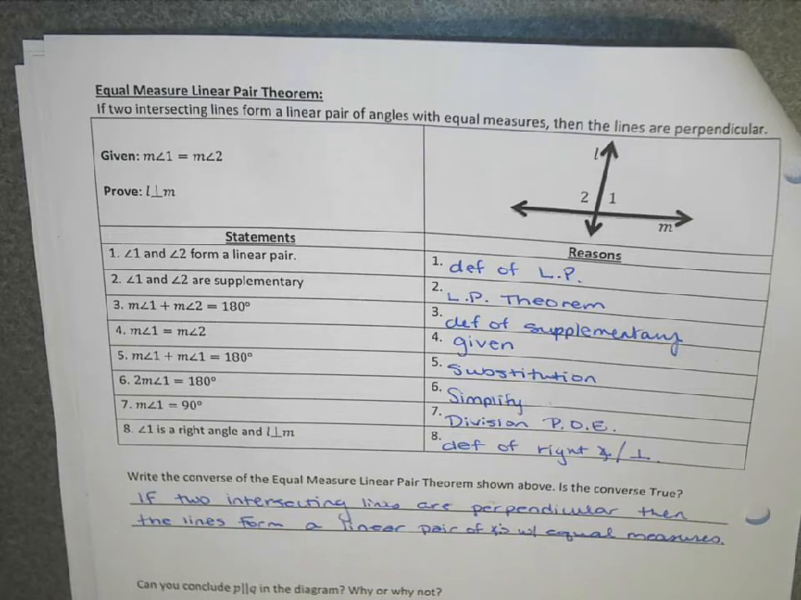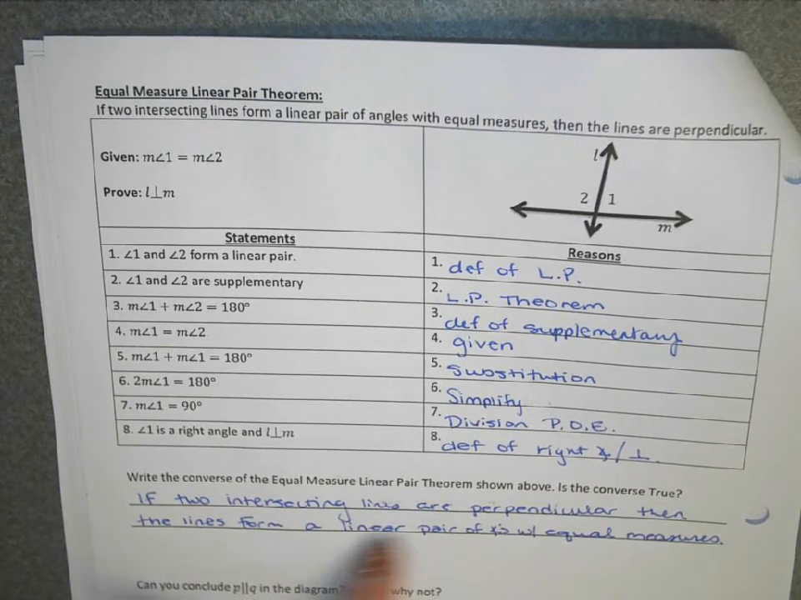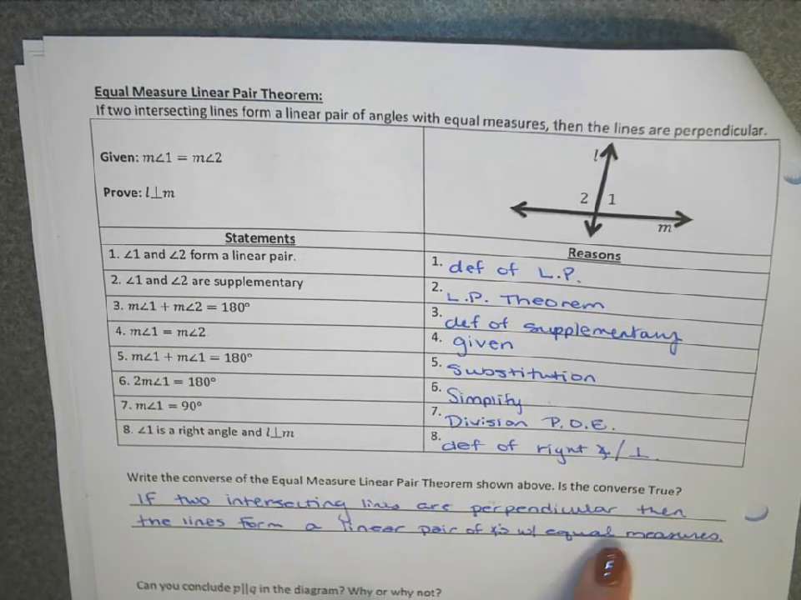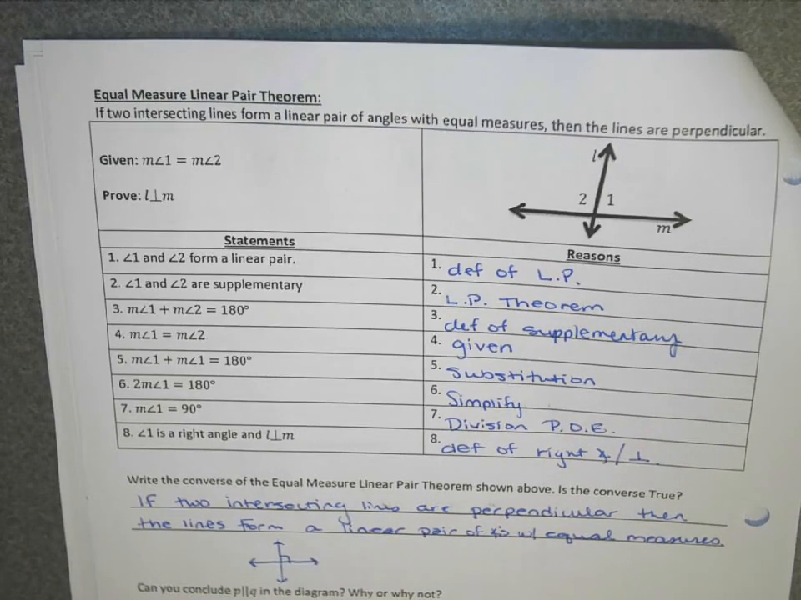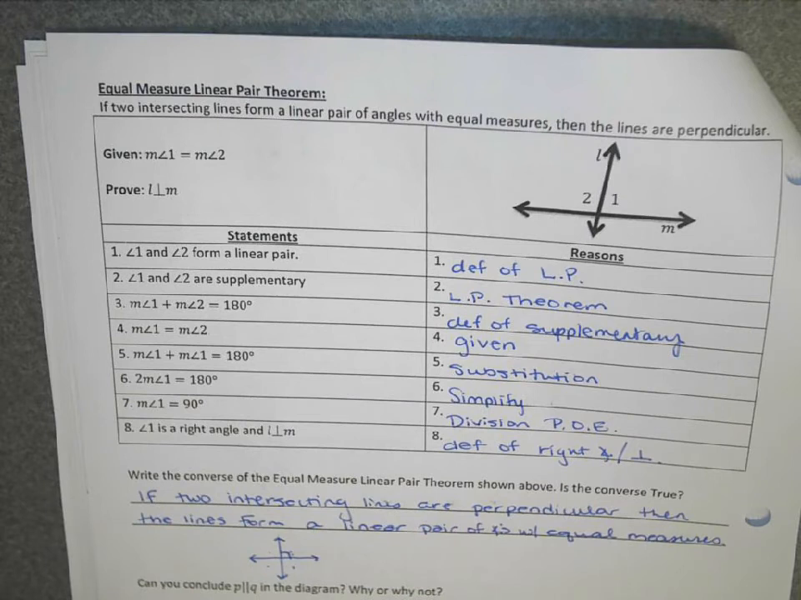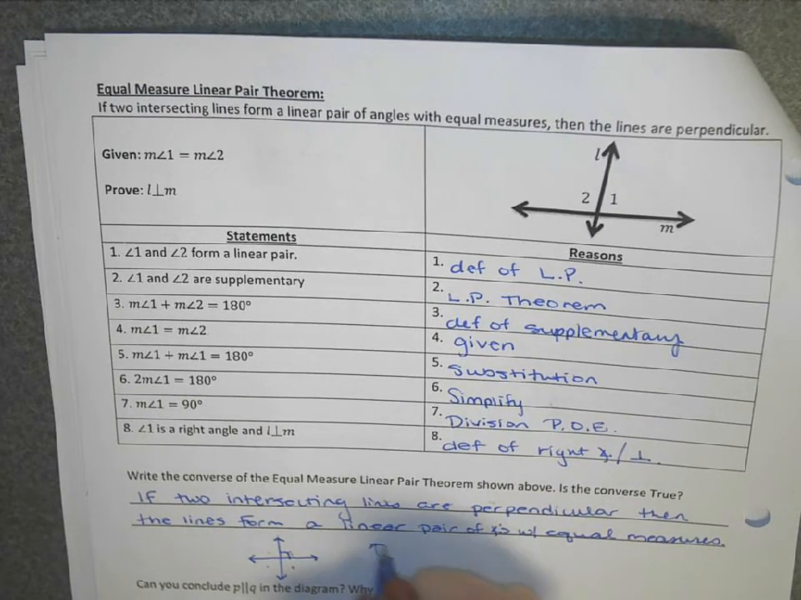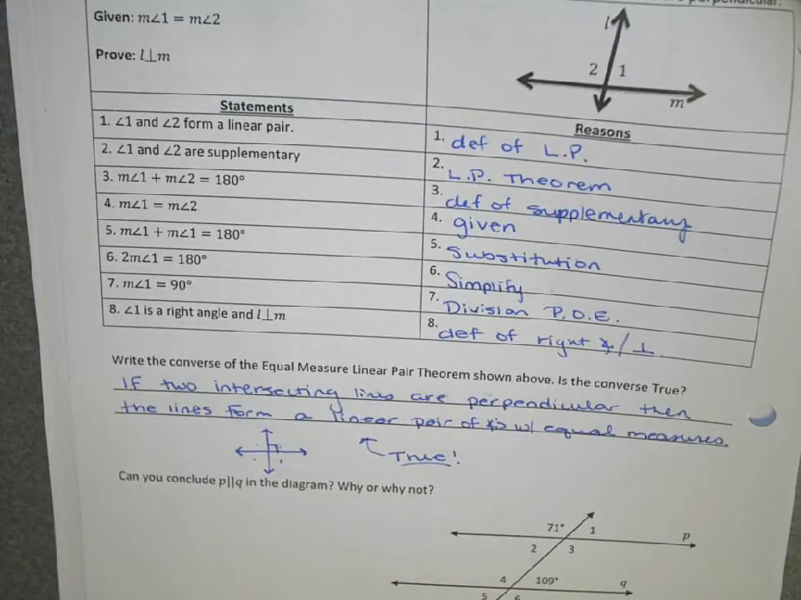measures. So if I draw in lines that are perpendicular, are the linear pairs always going to have angles with equal measures? If I draw in 2 intersecting lines here, and I know that they're perpendicular, do these linear pairs, or does this linear pair, or does this linear pair, do they have equal measures? Yes, this would be true, because all those angles have to be 90 degrees if you have perpendicular lines.